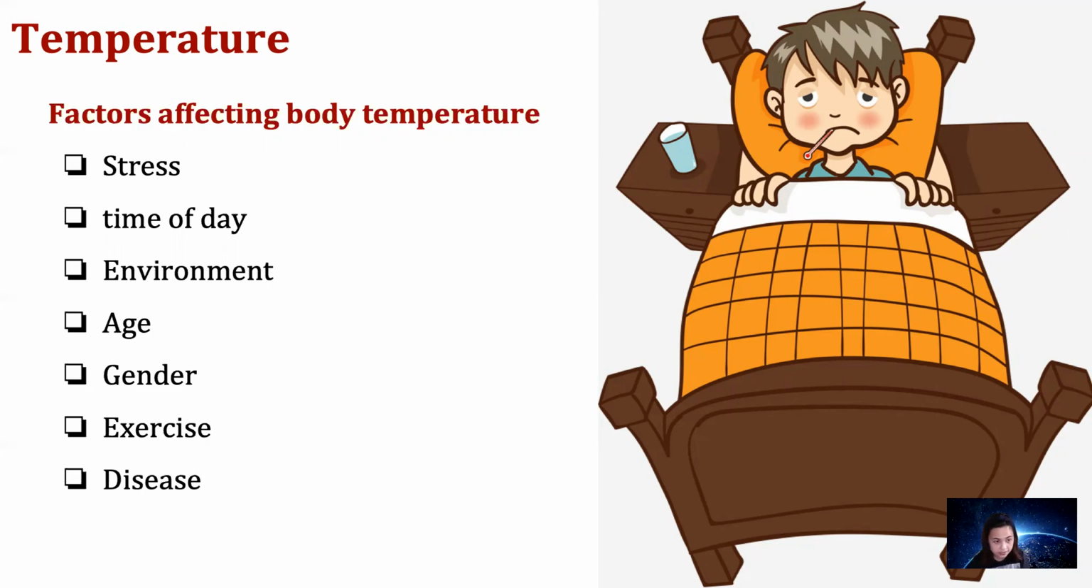Age, sinong mas mataas ang temperature, matanda or bata? So it will be the adult. Then gender, male or female, depende. So if the female is having their menstruation or menstrual cycle, their temperature will be coming high. Okay, kasi because of hormonal changes. Then exercise, if you're exerting more effort, more physical activity, so your temperature will be high kasi pinagpawisan ka and everything. Then disease, if you have any infection, of course, your temperature will be high.